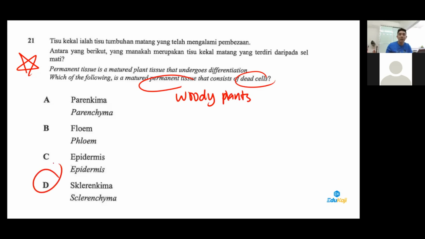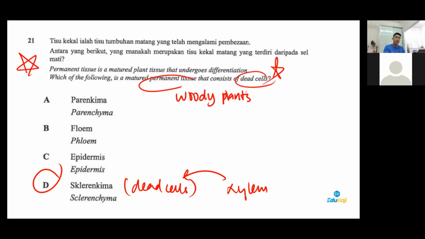Sclerenchyma, because only this is dead. These are dead cells. Other than sclerenchyma, xylem are also dead cells. Please take note, draw one star.